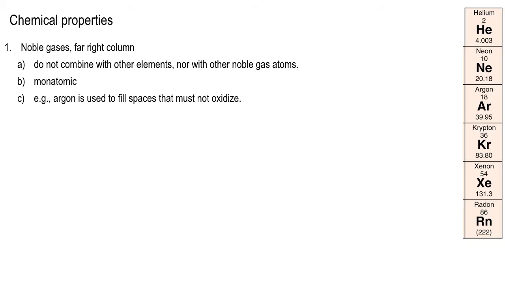The noble gases in the right column tend not to combine with other elements, and they don't really combine with other noble gases either. They tend to be monatomic gases or substances. And that has uses. For instance, argon is used to fill spaces where you're manufacturing something that you cannot afford to oxidize.